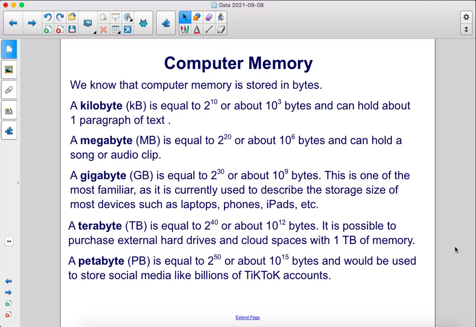This is one of the most familiar, as it is currently used to describe the storage size of most devices, such as laptops, phones, iPads, etc. A terabyte is equal to 2 to the 40th, or about 10 to the 12th bytes. It is possible to purchase external hard drives and cloud spaces with 1 terabyte of memory. A petabyte is equal to 2 to the 50th, or about 10 to the 15th bytes, and would be used to store social media, like billions of TikTok accounts.